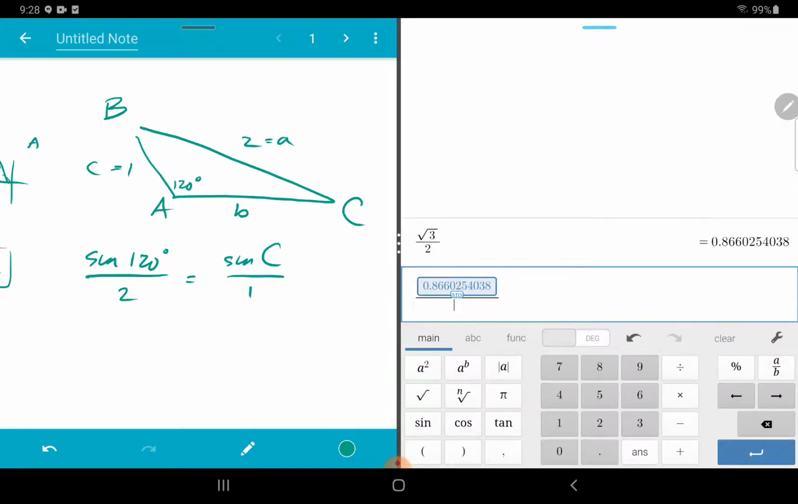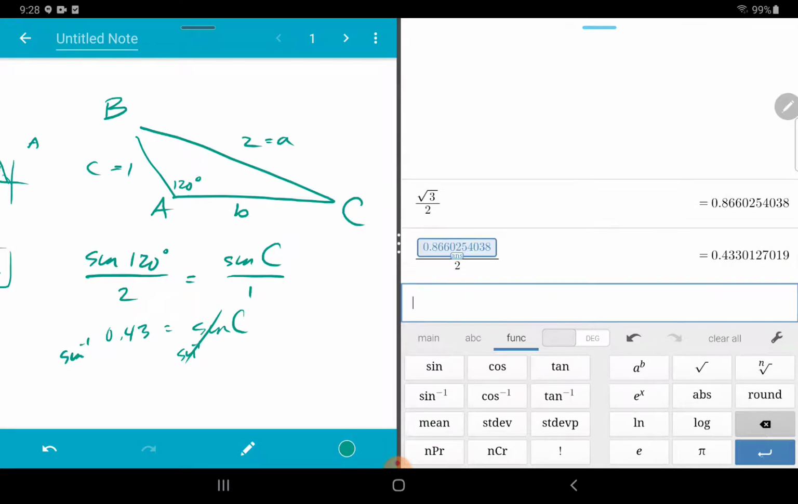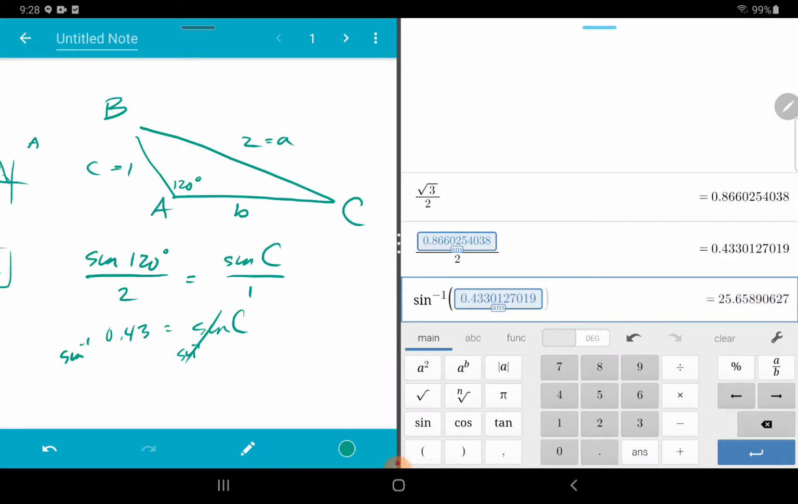Answer divided by 2. And then we're going to take that answer, which is 0.43. And don't forget that we need to arc sine it, so that way we can actually get the C value by itself. So arc sine of our answer. And that gives us an angle measure of 25.66 degrees.